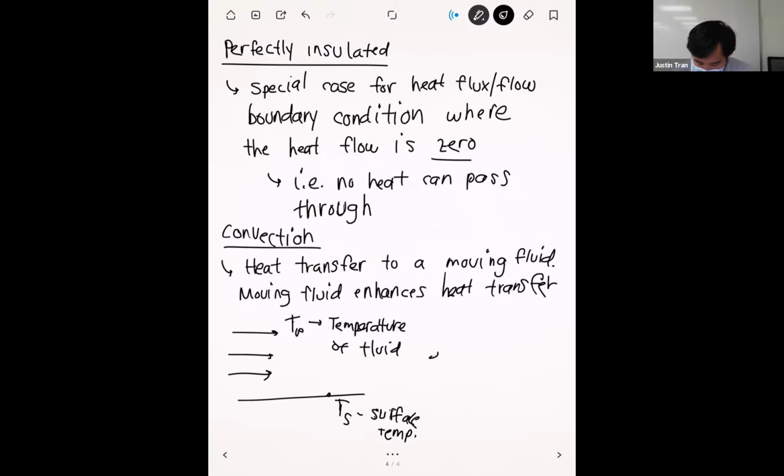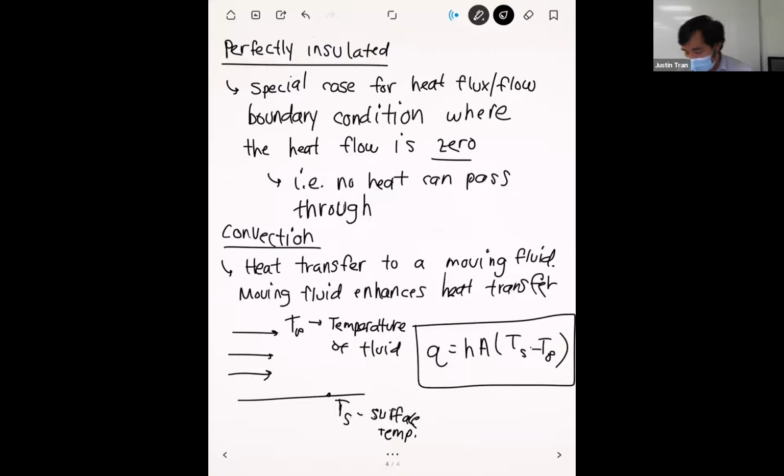The heat transfer that you experience as a result of convection is given by the following equation. The heat transfer is equal to h times A times the difference between TS and T infinity. The name of this equation is Newton's law of cooling.